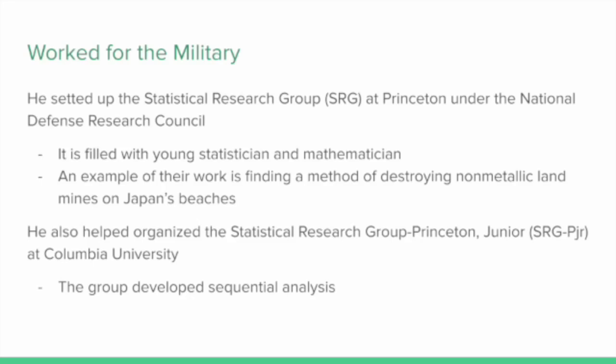Wilkes also helped organize a second group, Statistical Research Group Princeton Jr., at Columbia University. SRGP Jr. helped develop sequential analysis, which is a way that allows the modification of designs during the experiment. The mathematics of sequential analysis allows scientists to do modifications that can and cannot be done without affecting the validity of conclusions. Sequential analysis was top secret during the war, but when it was over, sequential methods of statistical analysis were widely used in industrial control, quality control, medical research, and sociology.